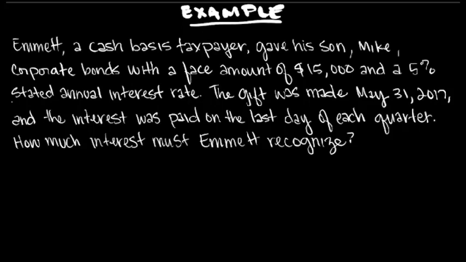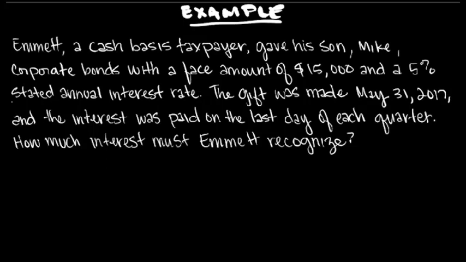Emmett, a cash basis taxpayer, gave his son Mike corporate bonds with a face amount of $15,000 and a 5% stated annual interest rate. The gift was made May 31st, 2017, and the interest was paid on the last day of each quarter. So, how much interest must Emmett recognize?